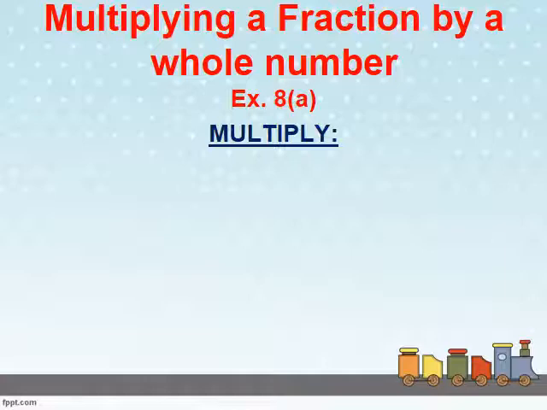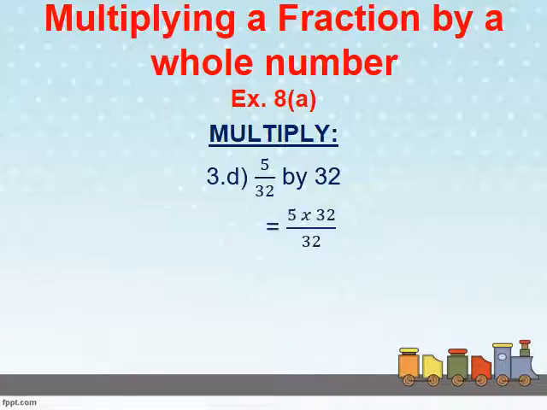Now children, let's come to the next question, which is question number 3, D part. So here we have to multiply 5 by 32, which is a fraction, by 32, which is a whole number. So 5 by 32 multiplied by 32 is equal to 5 multiplied by 32 in the numerator upon 32 in the denominator.